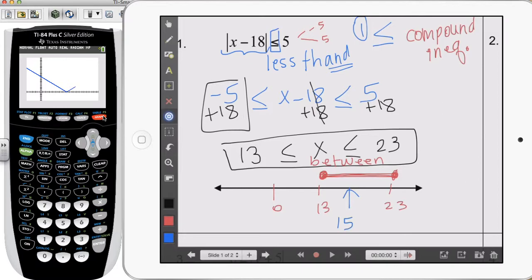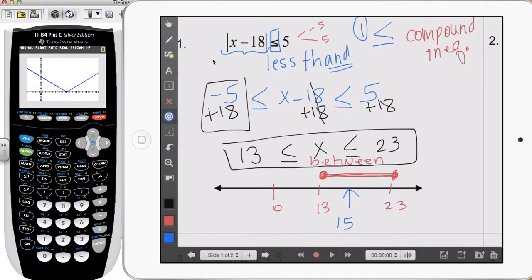Now, there you go. I can see my V shape, which is the absolute value of x minus 18. And I can see the red line, which is the 5, the horizontal line. Now remember, you want the absolute value that is less than or equal to 5, and usually less than means below. So you're interested in the part of the V that's below your red line. As you can see, it's only one piece.